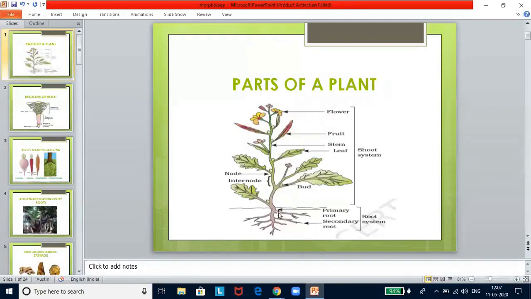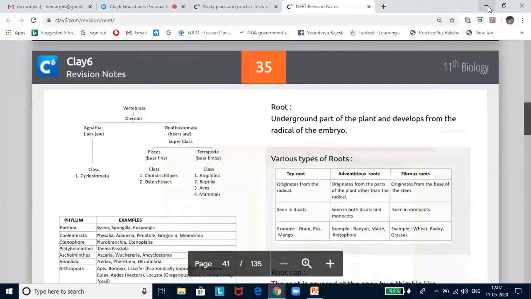And primary root. This is the main root that comes is the primary root. And the roots that are coming out from this primary root are the secondary roots. And if you see another branches coming out from the secondary root, they form the tertiary roots. So this is very important as far as this diagram goes. Now let us get into the roots.